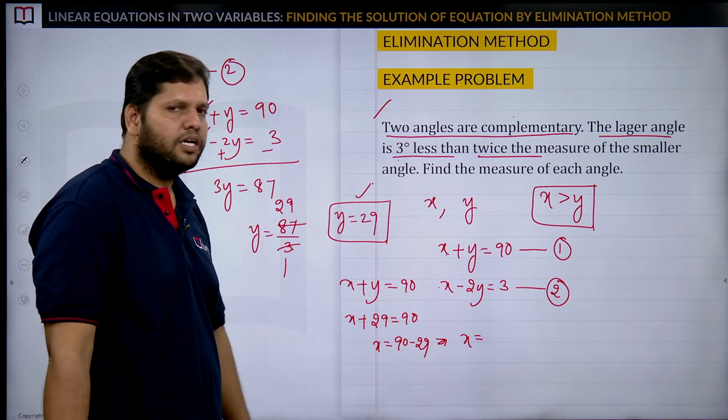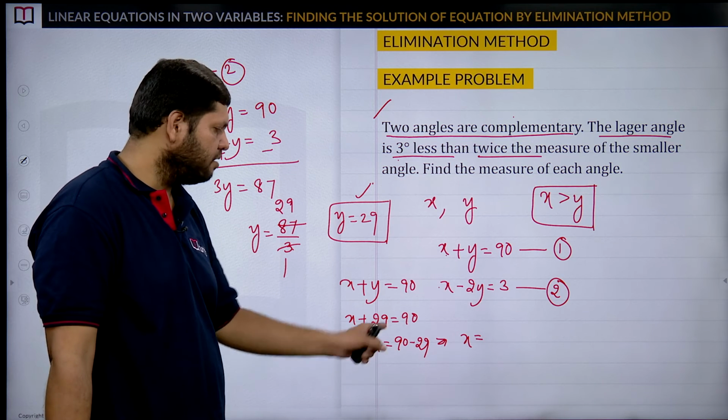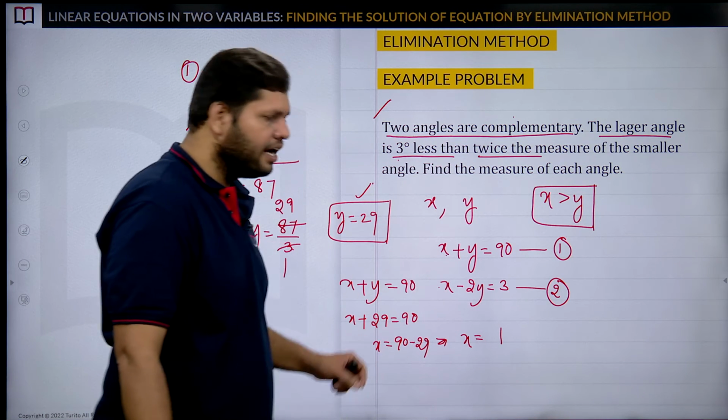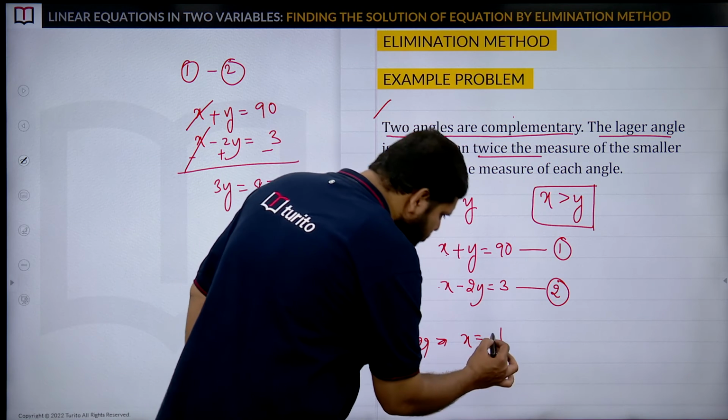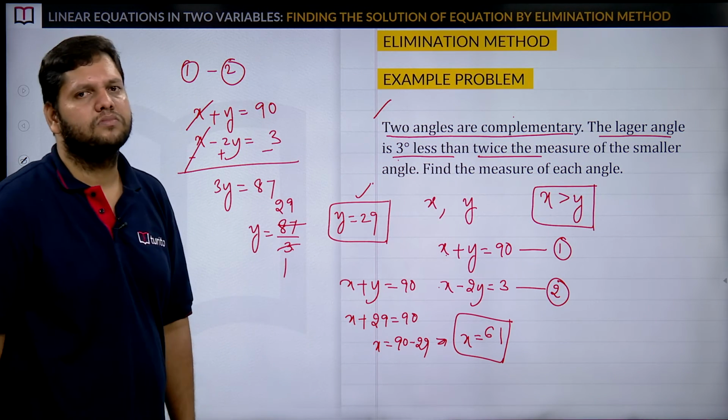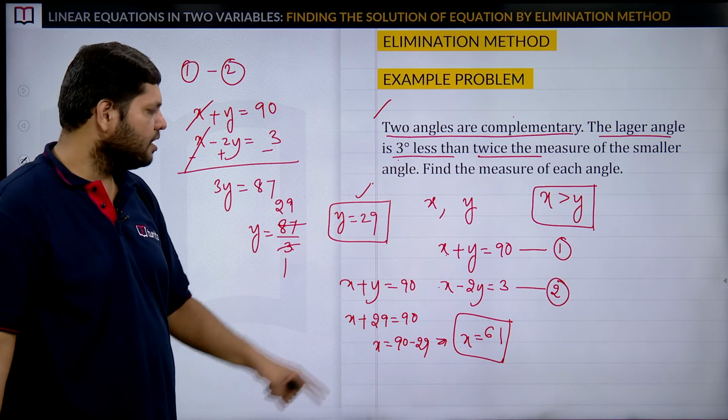So 90 minus 29, what is the value? 10 minus 9, it is 1. It is 8. 8 minus 2, it is 6. So x is equal to how much, children? 61 is the answer. Okay. So y is equal to 29 and x is equal to 61.